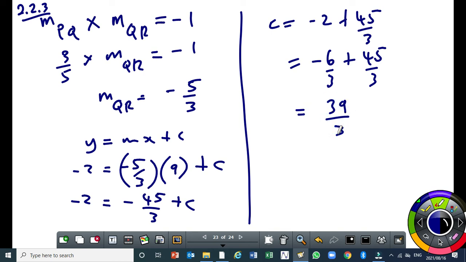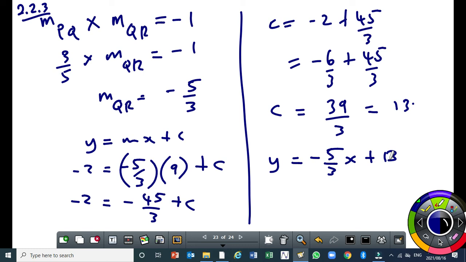Sir, wait, 13, sir. It's 13. Wait. Listen, oh, you are using a calculator. Mr. Chikula is not using a calculator. So I'll get 39 over 3, which is equal to 13. Oh, yes. Right? Then the equation will be y equals, now m is minus 5 over 3, so that will be minus 5 over 3 x plus 13.